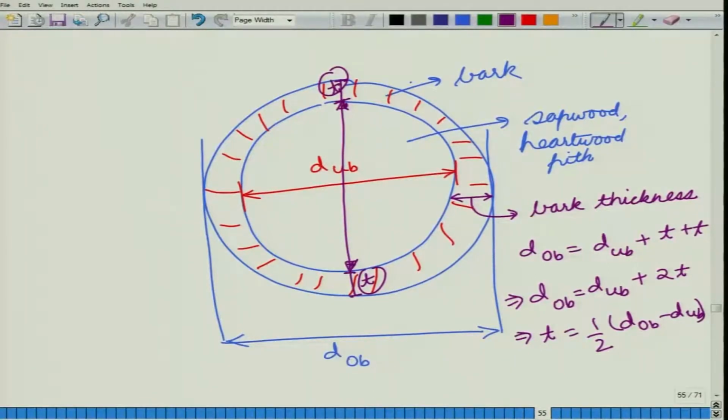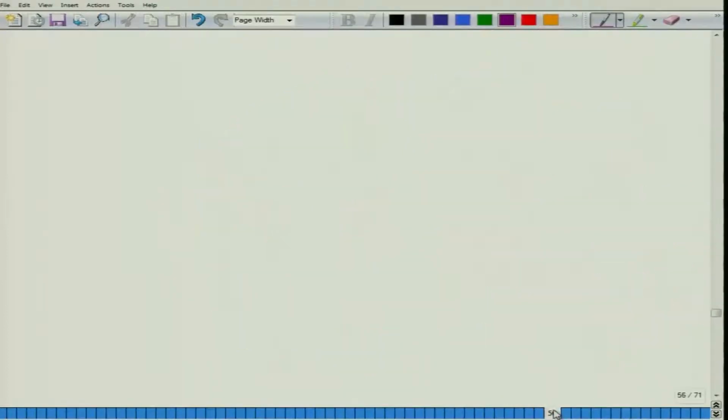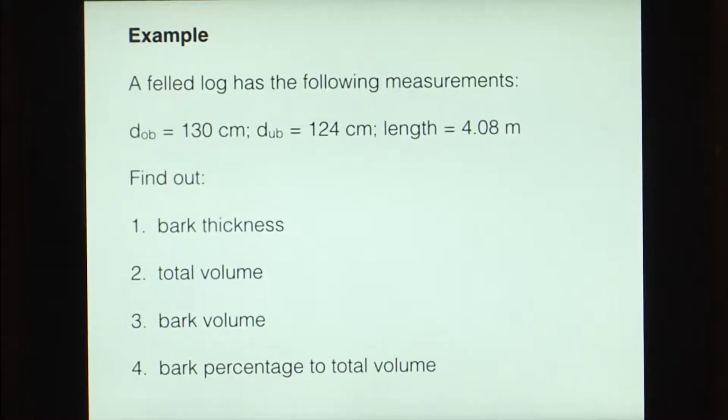So, let us look at a few calculations. As you can see on your slide, there is an example case given. A felled log has the following measurements. The diameter over bark is given, diameter under bark is given, the length of the log is given. We need to find out the bark thickness, the total volume, the bark volume and the bark percentage to total volume. Now, why is it important to know the bark volume?